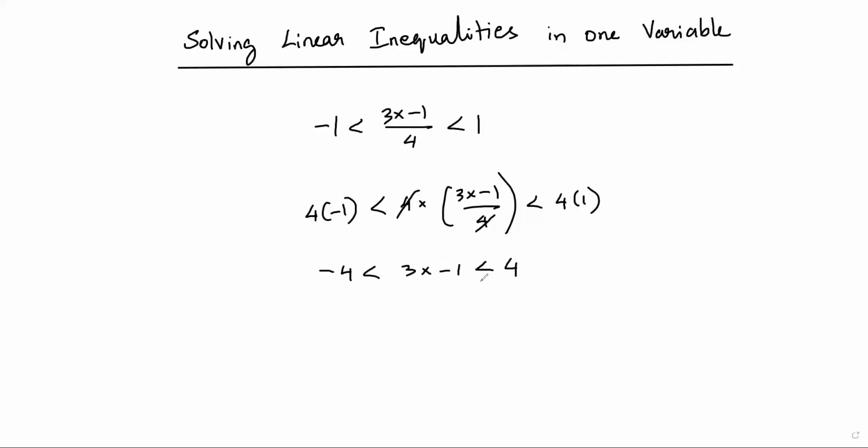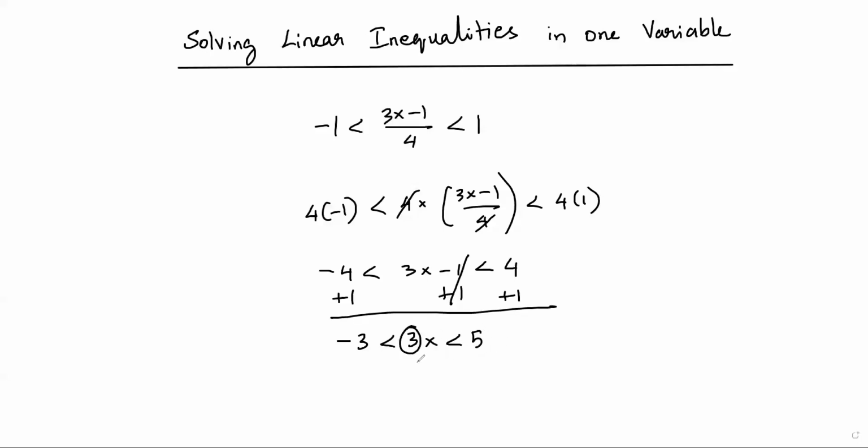Now I have to isolate the variable x. For that, I have to get rid of all the values around the variable x. So I'm adding 1 to each part, because my aim is to get rid of this negative 1. For that I'm adding 1 to all the 3 parts of the inequality. So negative 1 plus 1 will cancel out. When I combine negative 4 plus 1, I'll be getting negative 3 less than 3x less than 5.